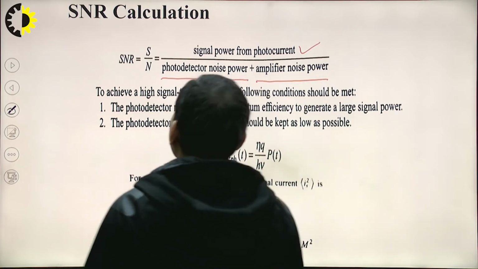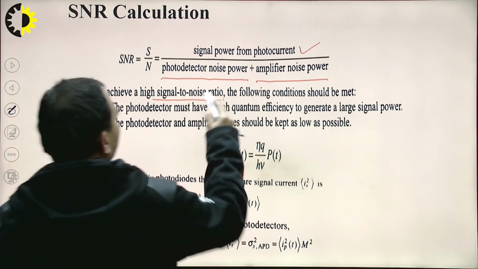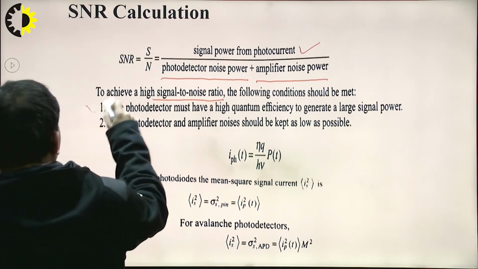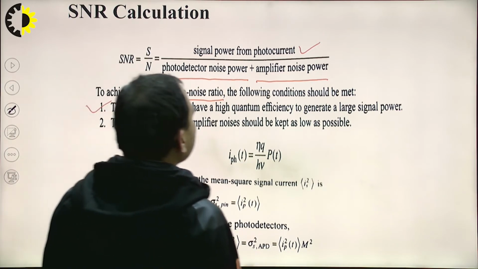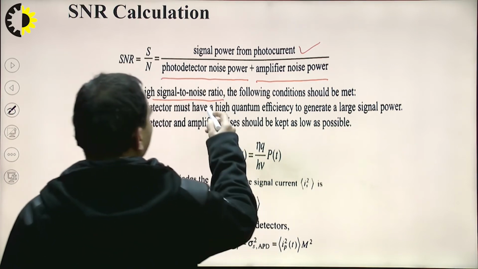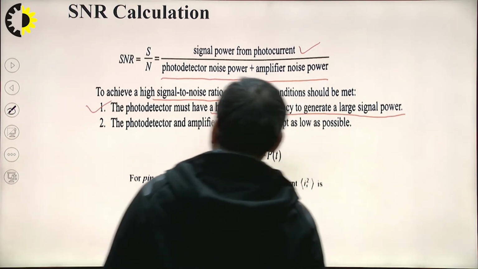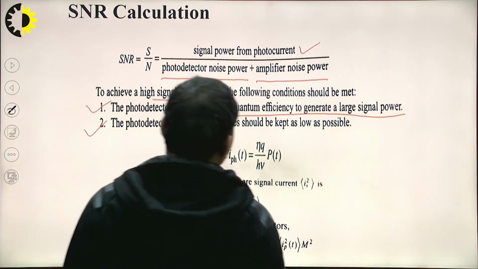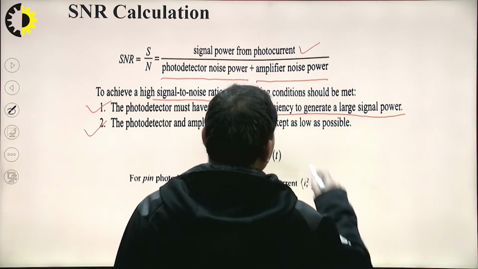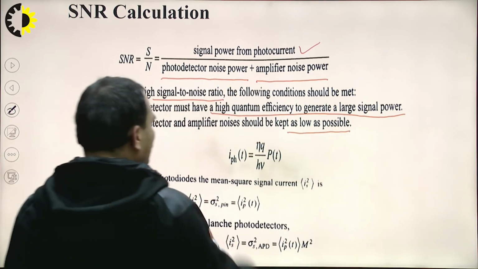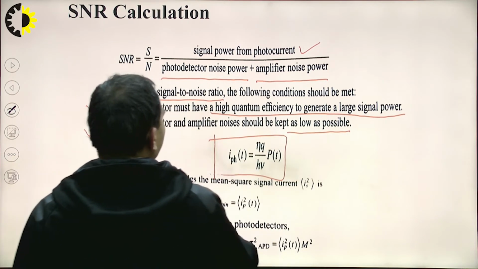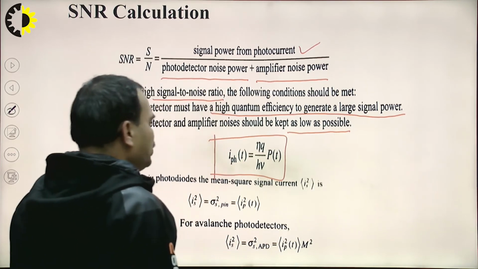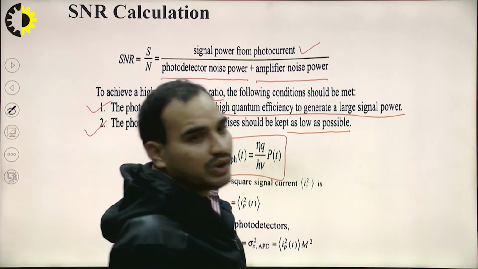To achieve the high signal to noise ratio, the following conditions should be met. So there are two conditions. First is the photodetector must have the high quantum efficiency to generate large signal power. Second one is the photodetector and the amplifier noise should be kept as low as possible. So photodetector signal power is given by eta q by h nu, multiplied by Pt.